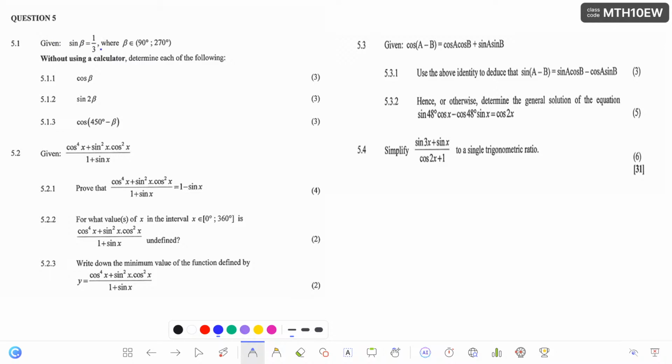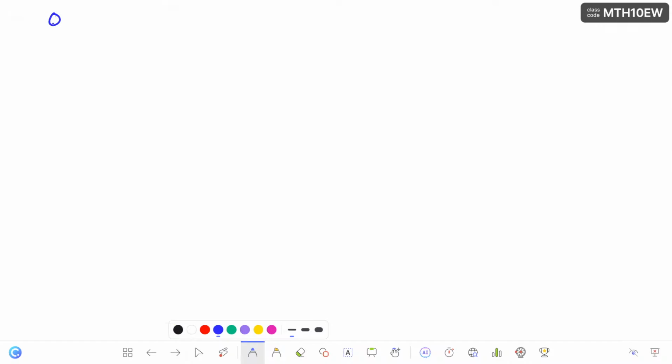So here we're given sine beta is equal to 1 over 3, where beta is an element of 90 degrees to 270 degrees. Without the use of a calculator, determine each of the following: cos beta. So okay, before we solve question 5.1, we need to draw our graph. We need to sketch our graph.